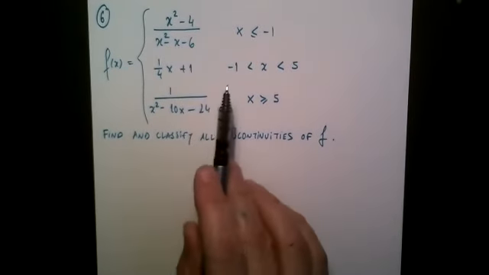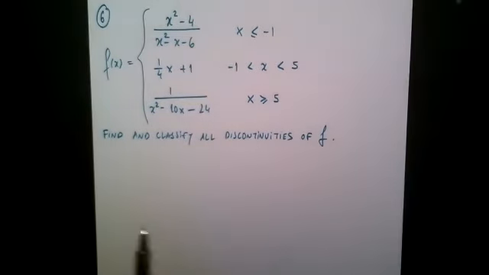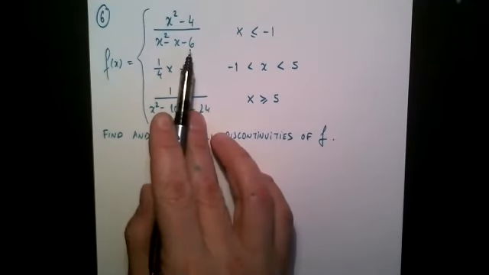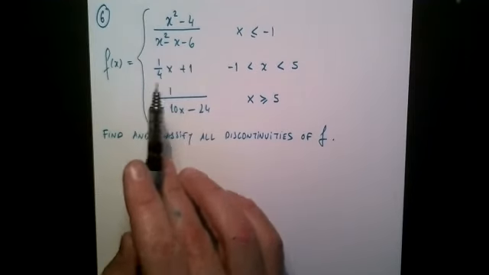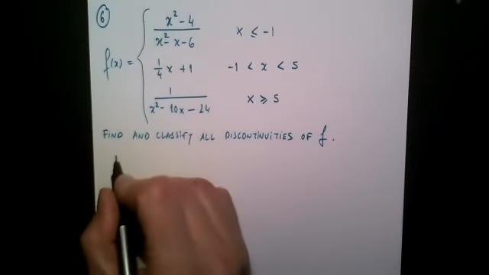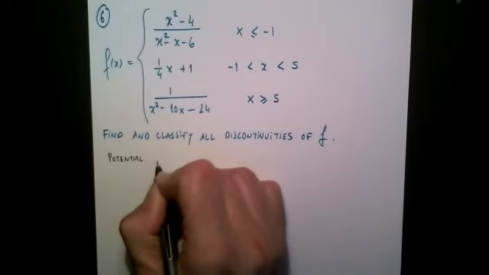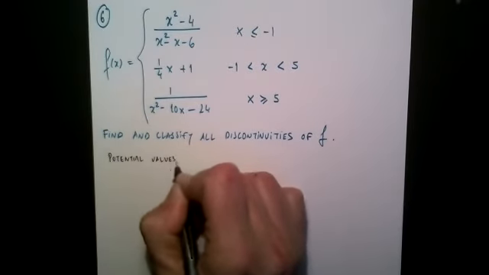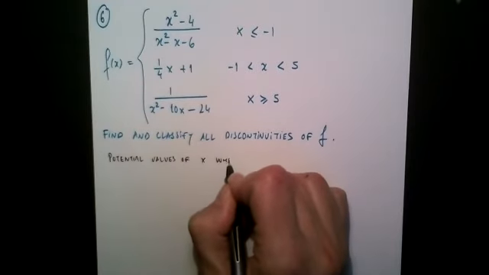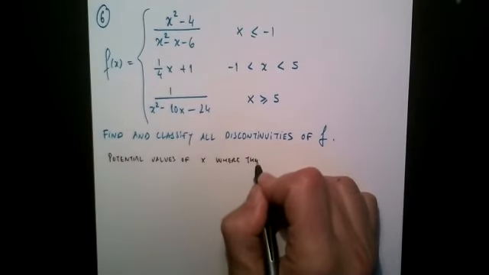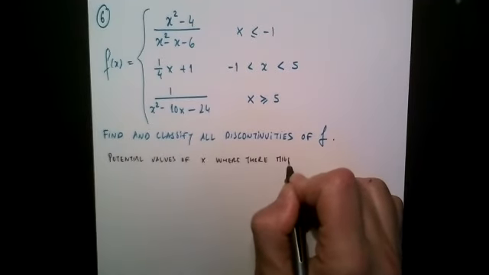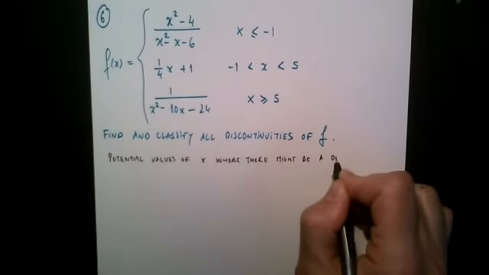Okay, can you tell me which values of x we should inspect for discontinuity? Any idea? Well, there might be an infinite discontinuity for the third function. Okay, let's start with the first one. There's going to be a removable discontinuity. But I'm not there yet. I just want to see the potential. So let's write down the potential values of x where there might be a discontinuity.